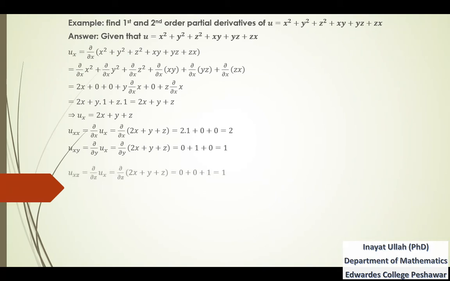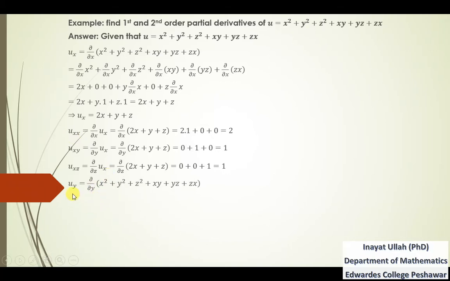Similarly, uxz. We have obtained uxx, uxy, now uxz. It means the partial derivative of ux with respect to z, and ux is 2x plus y plus z. With respect to z, x is constant, so that is 0, y is constant, so that is 0, and the derivative of z is 1, so that is 1. So these all are the second order partial derivatives of u with respect to x.